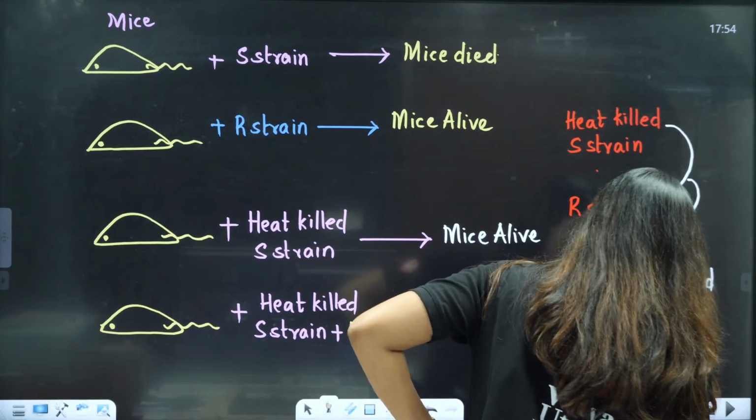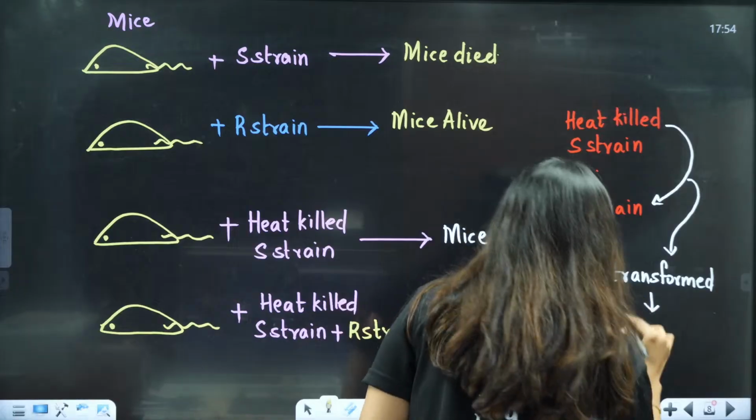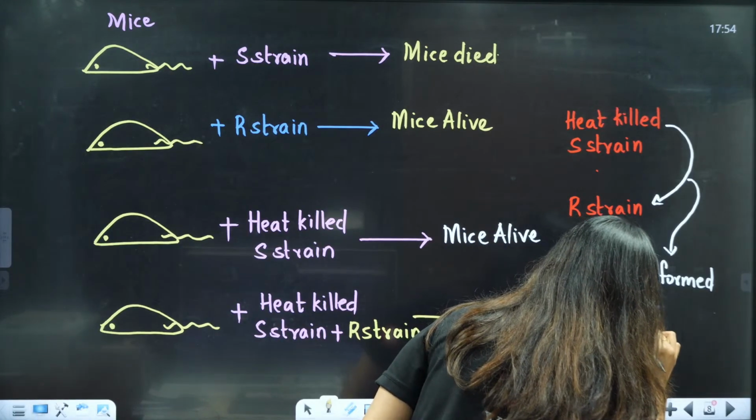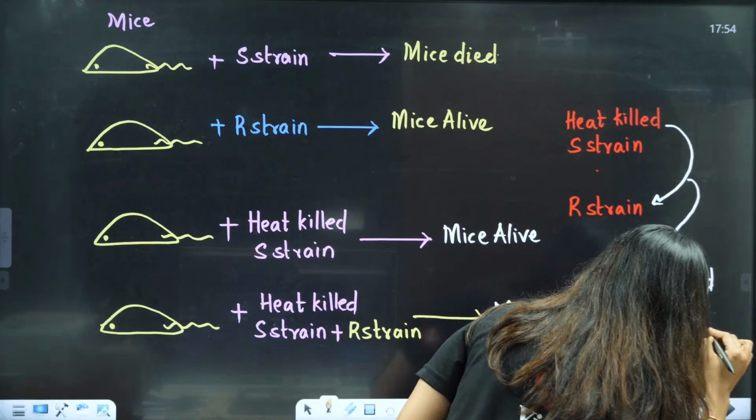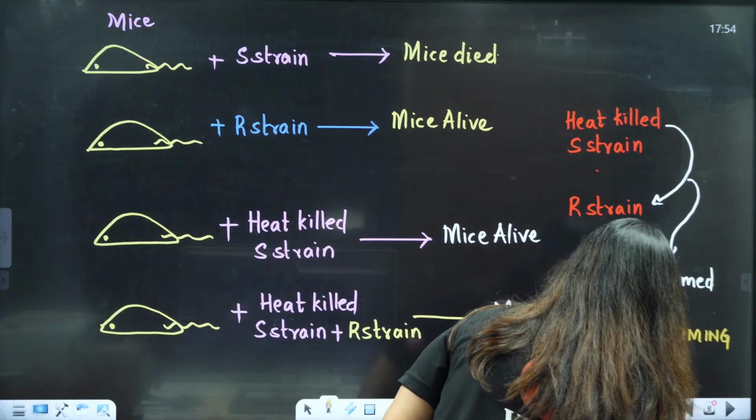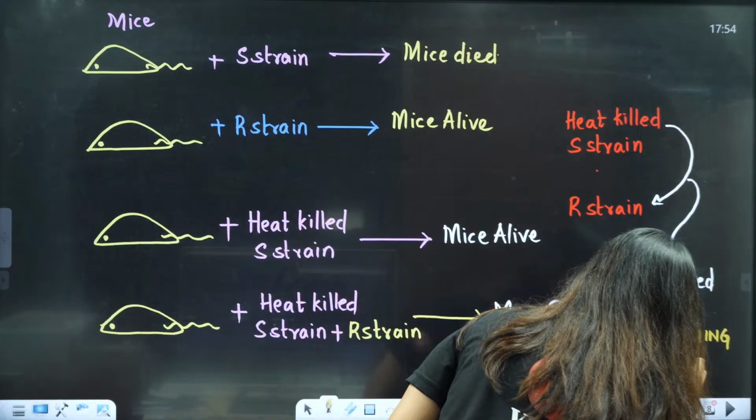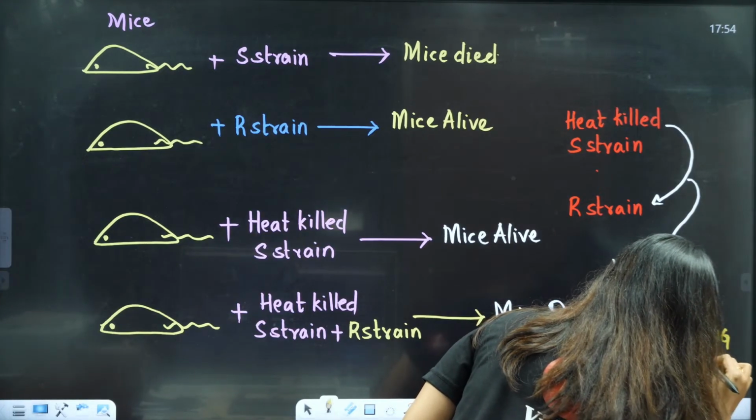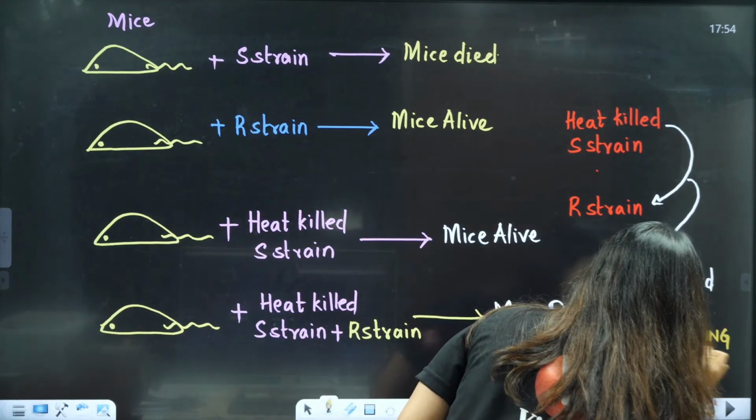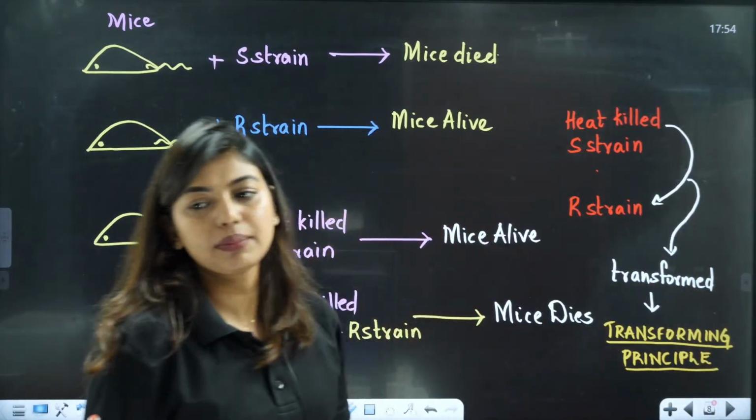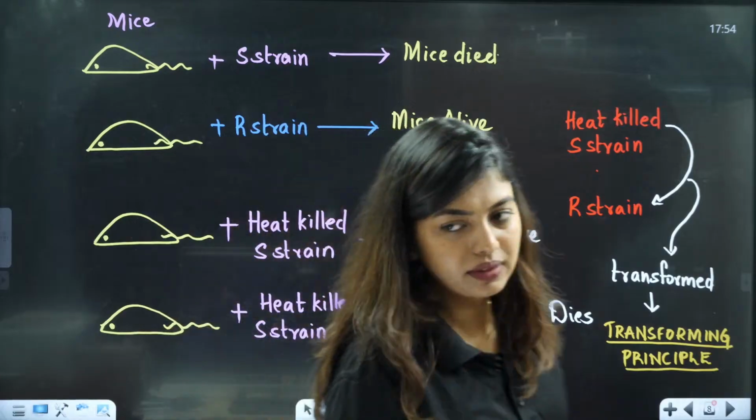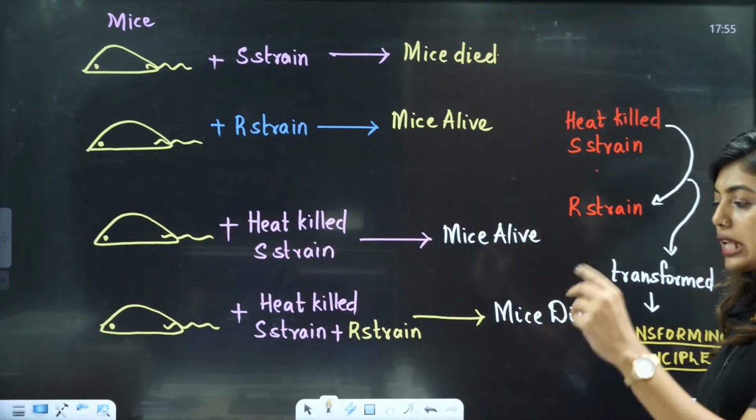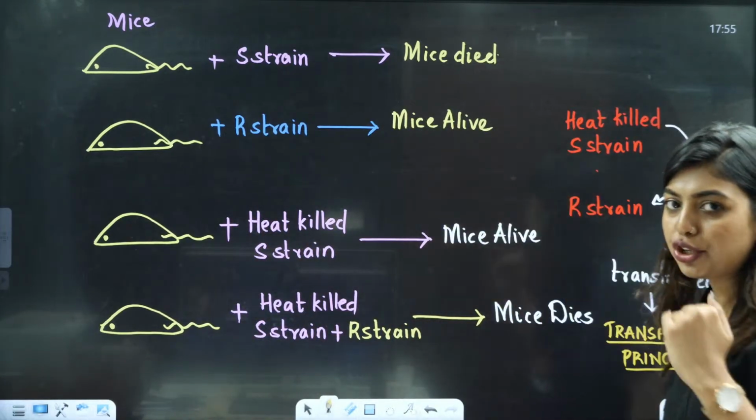And that is called the transforming principle. That is called what? The transforming principle. Understood? So something got transformed from the heat killed S strain to the R strain.